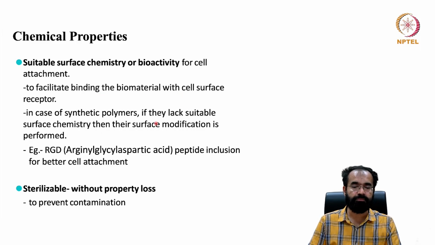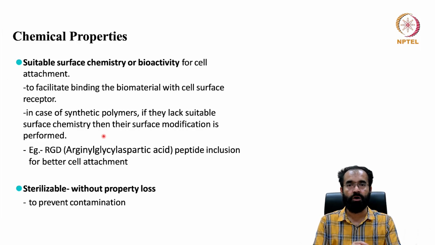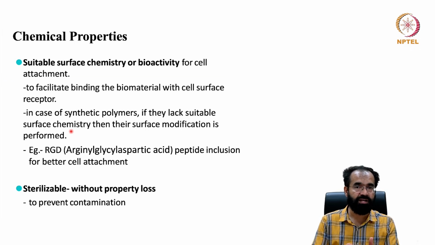In case of synthetic polymers, if they lack suitable surface chemistry, then their surface modification has to be performed. Scaffold is good, tough, very friendly, but it is not welcoming cells. So you can do some coating so that now the cells will find home. So this logic also you should keep in mind. So that biomaterial should be allowing surface modification. That modification is now going to be helpful for the cells.